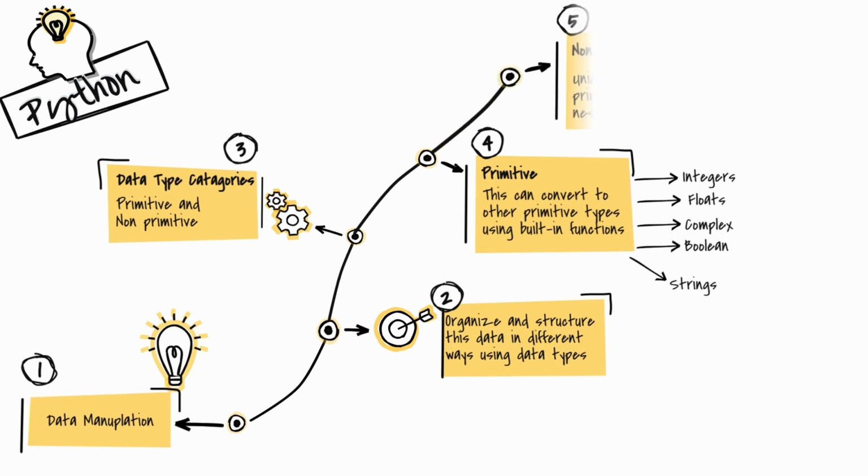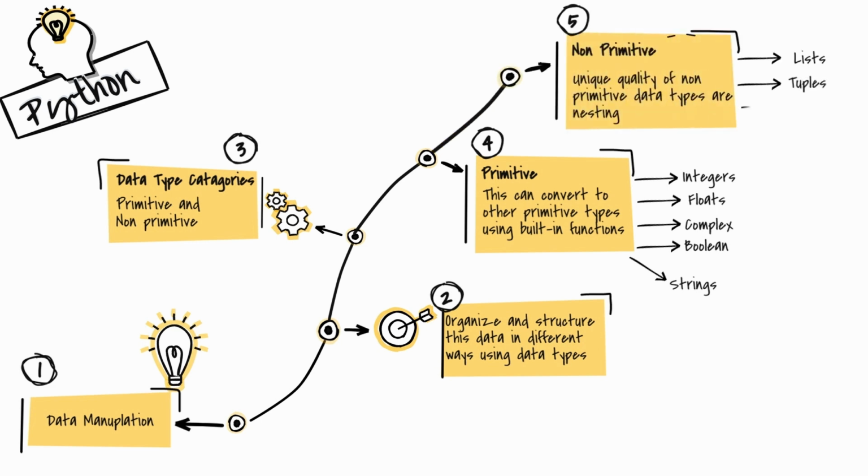On the other hand, non-primitive data types possess a unique quality known as nesting. Additionally, some non-primitive data types can be converted to other similar data types. A list can be transformed into a set or a tuple, but it cannot be converted into a dictionary. So these non-primitive types have a unique quality you can consider as a kind of nesting, like list, tuple, and dictionaries.